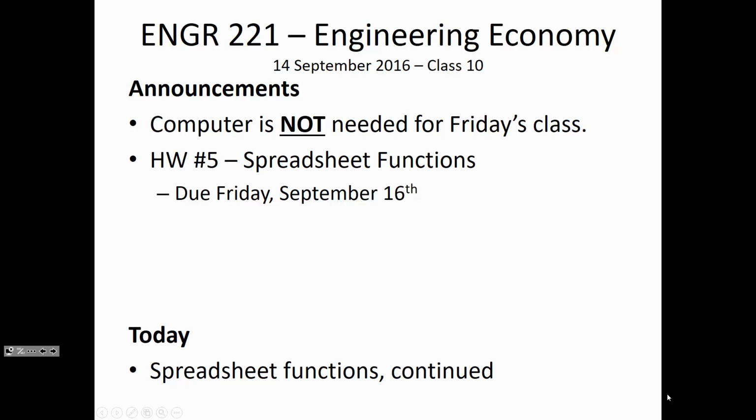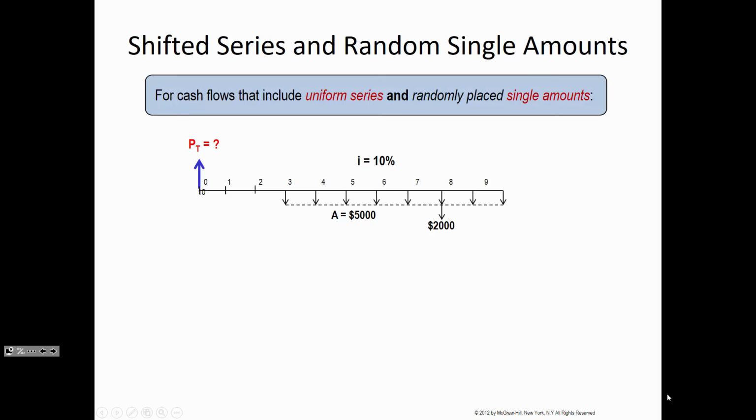All right, so here's what we're doing today. We're going to continue talking about spreadsheet functions and learning how to apply some of these cash flow diagrams into Excel problem solving. So let's take a look at where we left off with the in-class exercise last time, where I had asked you to create a solution strategy. You didn't actually try and solve for the present value, but you were trying to figure out what you would have to do if you were going to solve for the present value.